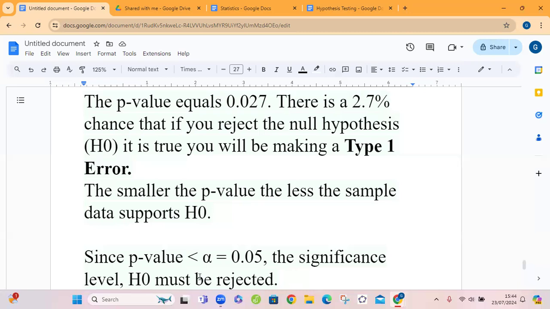A small p-value means there's a slim chance that the sample data supports the null hypothesis. So with a small p-value, less than 0.05, less than the significance level, you will reject the null hypothesis.